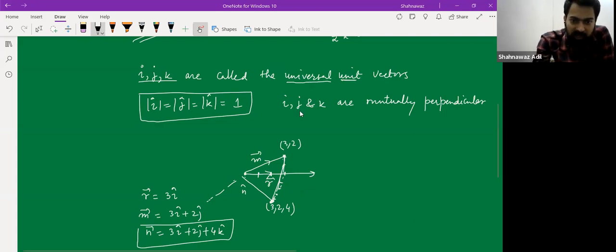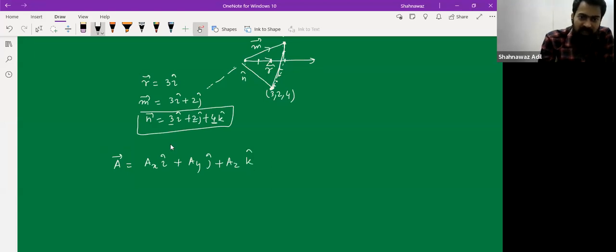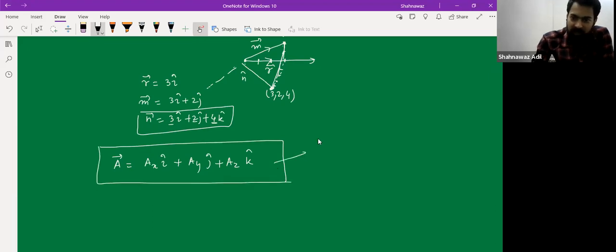Okay, so now what would be the magnitude of this vector? Let's say any vector, now you can write as ax i, the x component, and then the y component. So this was the x component, this was the y component, this was the z component. So you can write any vector in this form. This is the universal unit vector form.